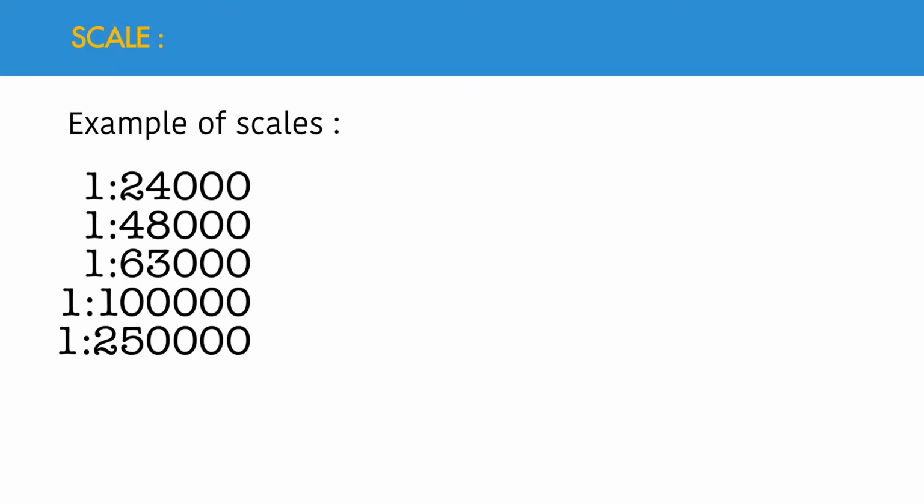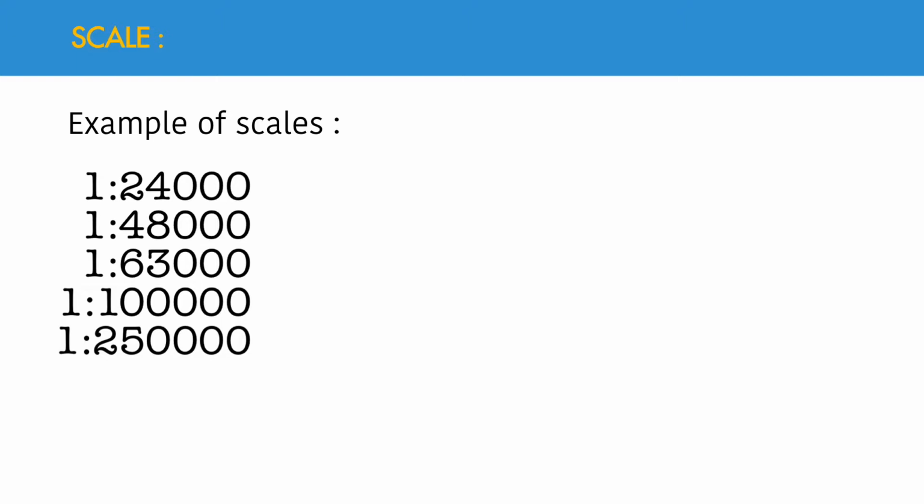Examples of scales, starting from the most detailed to the least, are 1 for 20,000, 1 for 24,000, 1 for 50,000, 1 for 100,000, and 1 for 250,000. To understand what this number says, the scale of 1 for 24,000 means that every 1 inch on the map equals 24,000 inches in the real world, which equals 2,000 feet or around 600 meters.